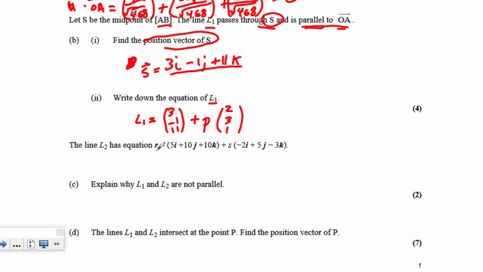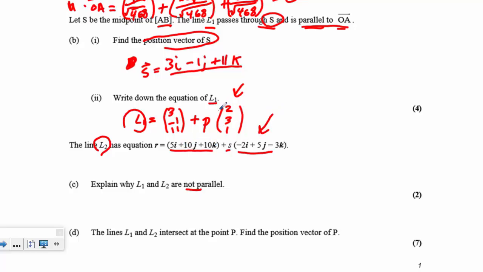Line 2 is given by this vector equation. So remember, you have a point vector right here and then a scalar times a directional vector. And they say that this line L1 and this line L2 are not parallel, and they want me to explain why. If they were parallel, their directional vectors, this vector right here and this vector right here, would have to be scalar multiples of each other.